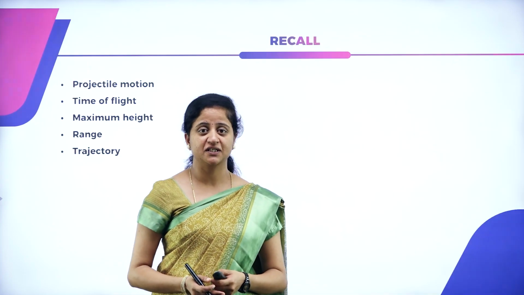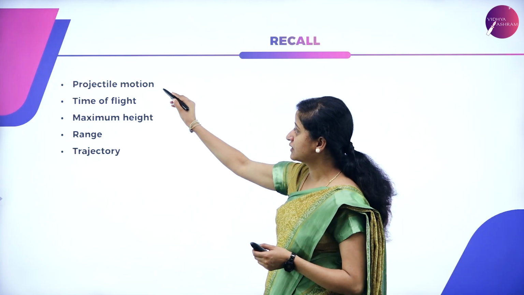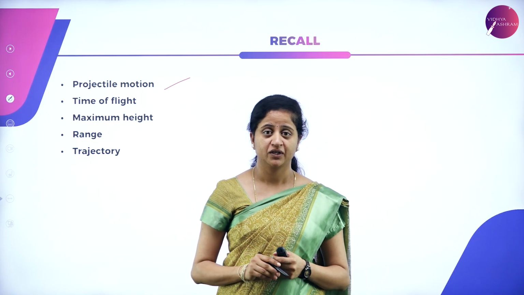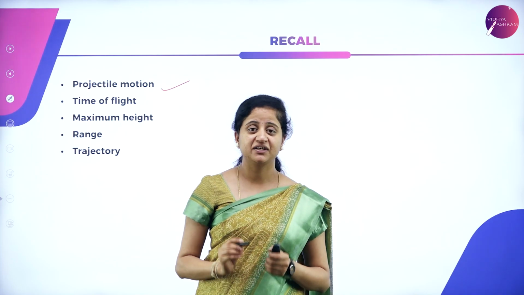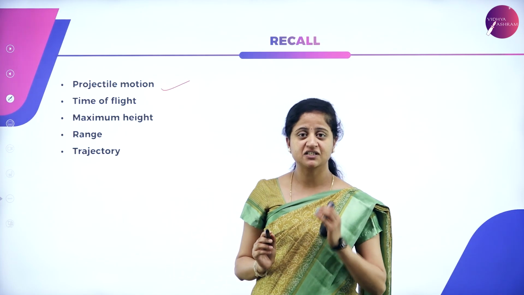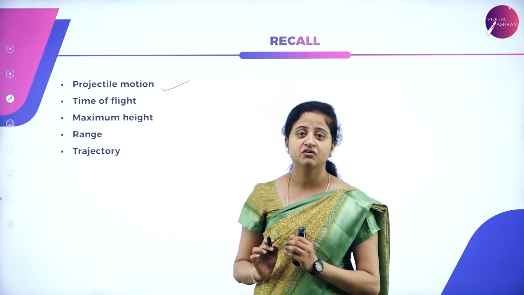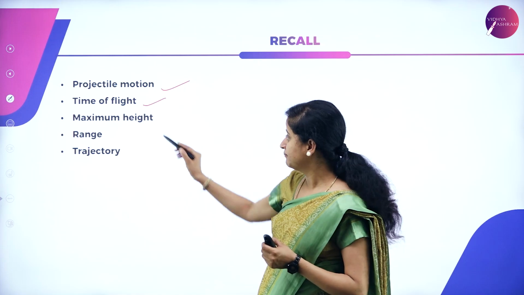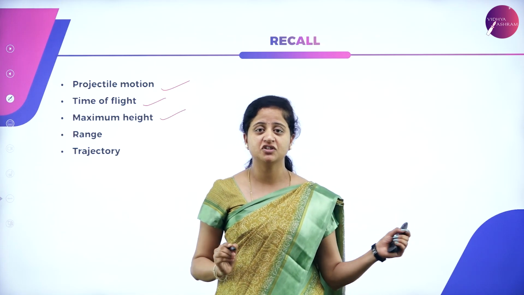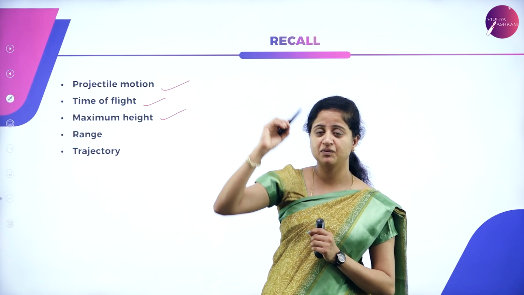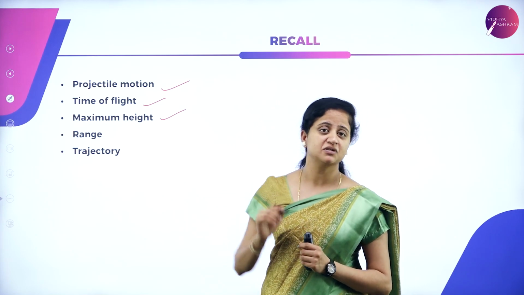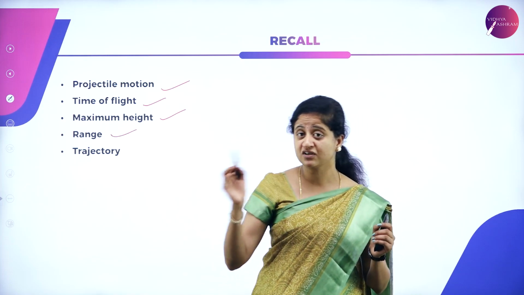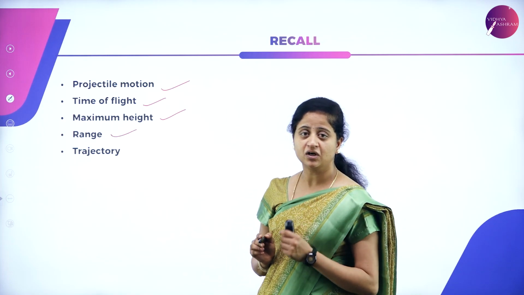So, in the study of motion in a plane, we were on the topic of projectile motion. In the last session, we studied what projectile motion is and what we mean by projection. We also studied a few definitions: time of flight, what it means, and maximum height. In projectile motion, if a body reaches its maximum vertical position, we call it maximum height. What is range? That is the maximum horizontal distance travelled by an object.